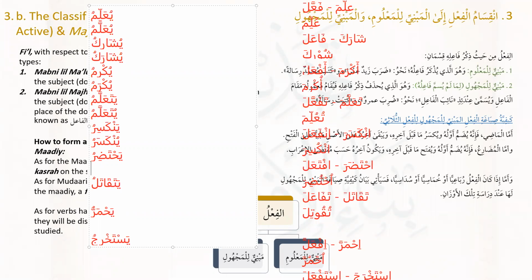ينكسر. يحتضر. What will be the مبني للمجهول of يحتضر? يحتضر. ممتاز, الله يفتح عليكم. يتقاتل. What will be the مبني للمجهول of يتقاتل? لا, يتقاتل خطأ. مرة أخرى.